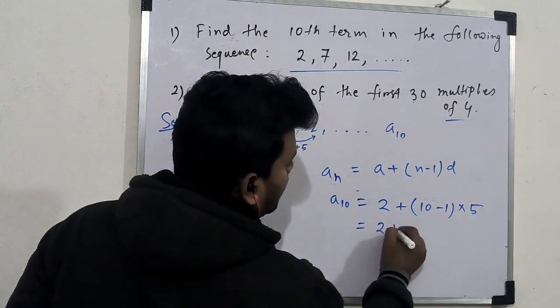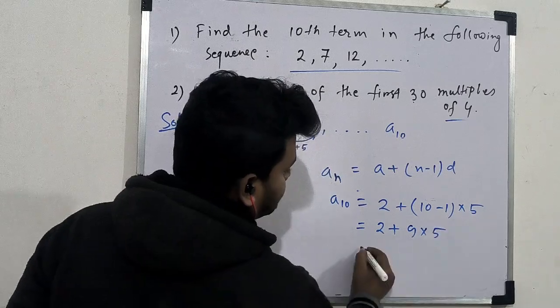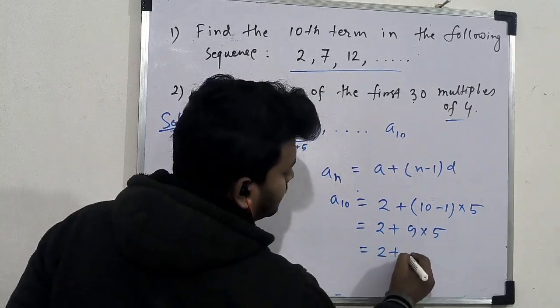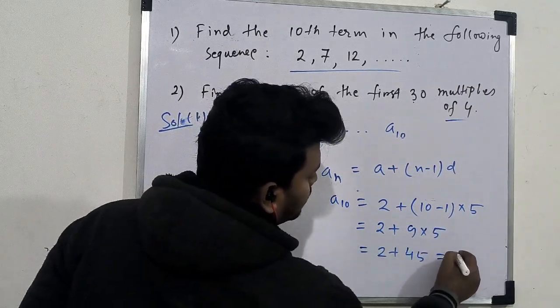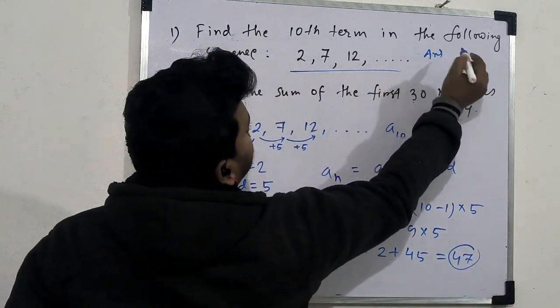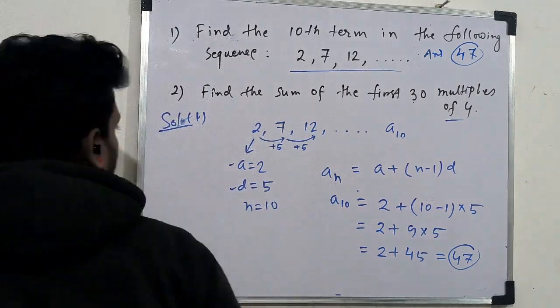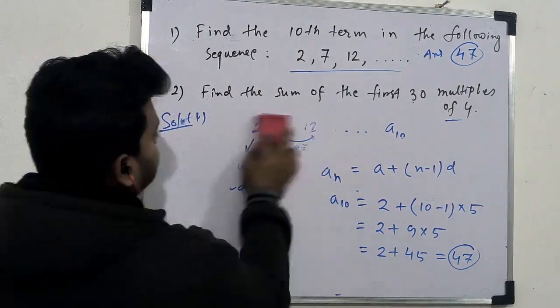Therefore we get 2 plus, this is 10 minus 1, 9 into 5, 2 plus 9 is 45, so this will be 47. Okay, so the answer of this question is 47.